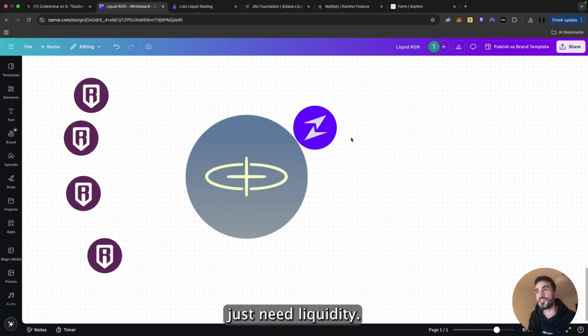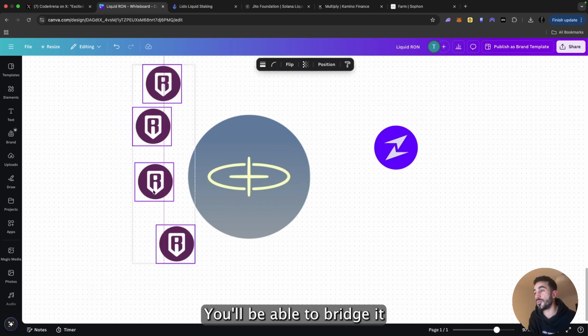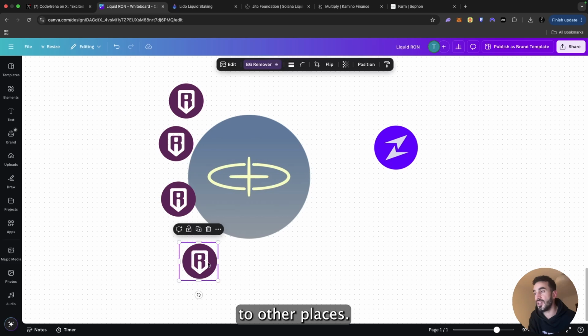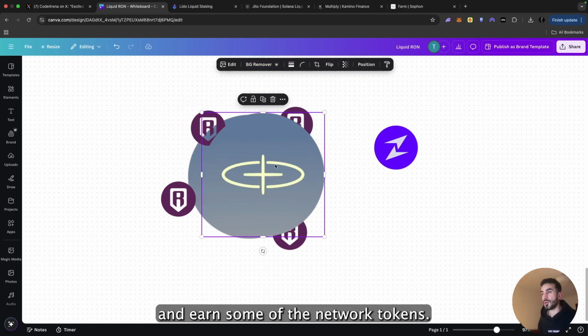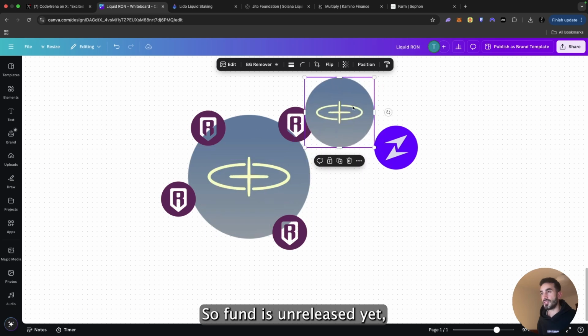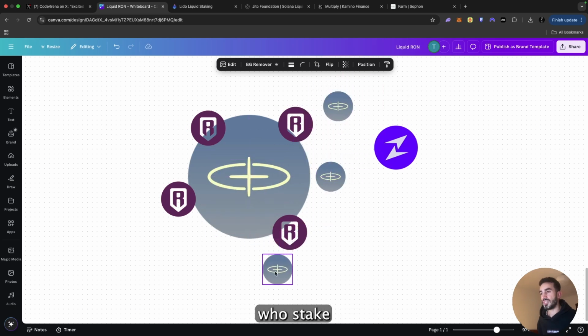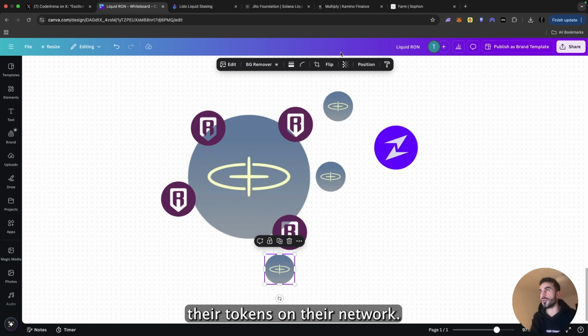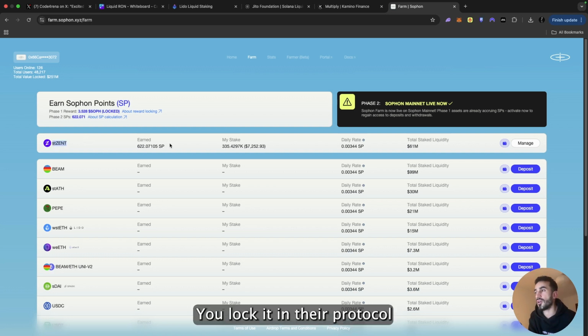But some protocols just need liquidity. So you'll be able to send your liquid RON, you'll be able to bridge it to other places, you can deposit it in different networks and earn some of the network tokens. SoFon is unreleased yet, but I believe they have their SOF token coming out for those who stake their tokens on their network. I'll show you how it looks. As you can see, here's the staked Zent. So this would be very similar to LRON. You lock it in their protocol and you're earning their tokens once it releases.